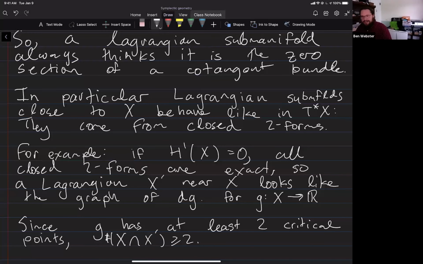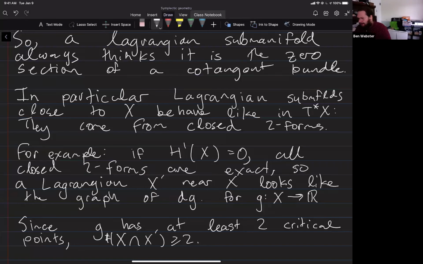So this is the kind of stuff you can start to see using this fact. It's valid for any symplectic manifold, but it only tells you about things that happen very close to that Lagrangian. You don't have any control over what happens further away.